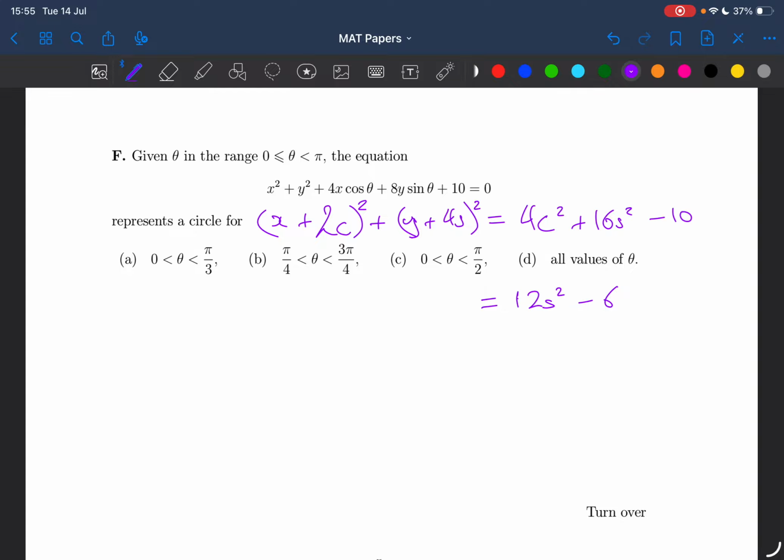This is a circle, so this is the radius, well, the radius squared, yeah. So we need this thing to be positive.